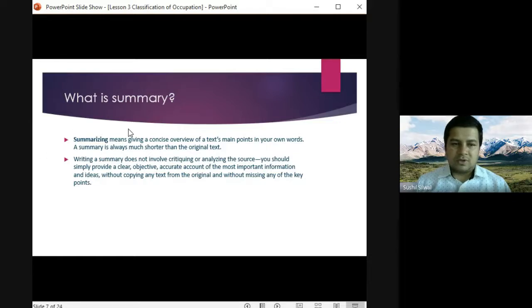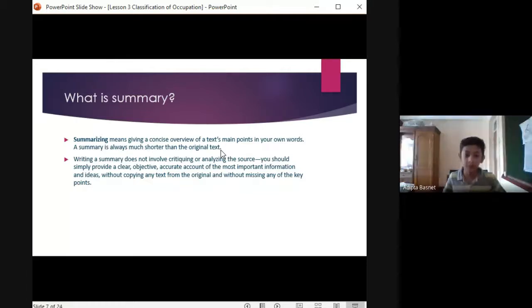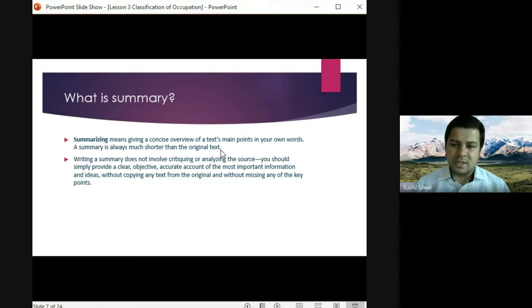Okay, rather than critically thinking about it, it's just to make sure you write the main thing in your own words, and it should be much shorter than the original. If in the book there are 100 lines, make it 50 lines. If it is 50 sentences, then make it 25 sentences. If it is 20 sentences, make it at least 10 sentences, or almost half of what it is. So that is a summary. Yes, Adipta?